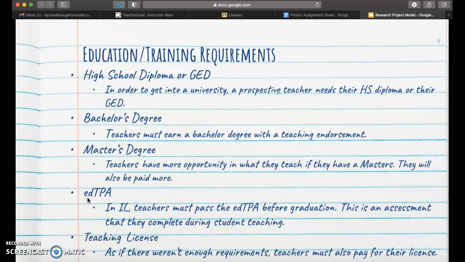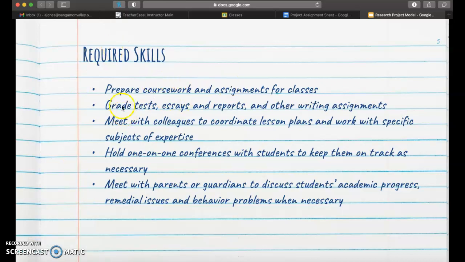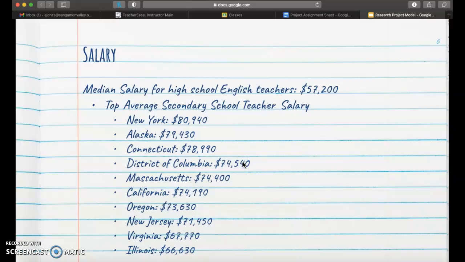And then I talk about how a master's degree will help a teacher have more opportunity in what they teach, and they'll also be paid more. Required skills, for me, I talked about lesson planning, grading, meeting with colleagues, having conferences, and talking to parents and students. For salary here, I did median salary for high school English teachers, which is $57,000 roughly. And then I went and looked up some top average secondary school teachers' salaries. So as you can see here, teachers make the most in New York out of all 50 states.